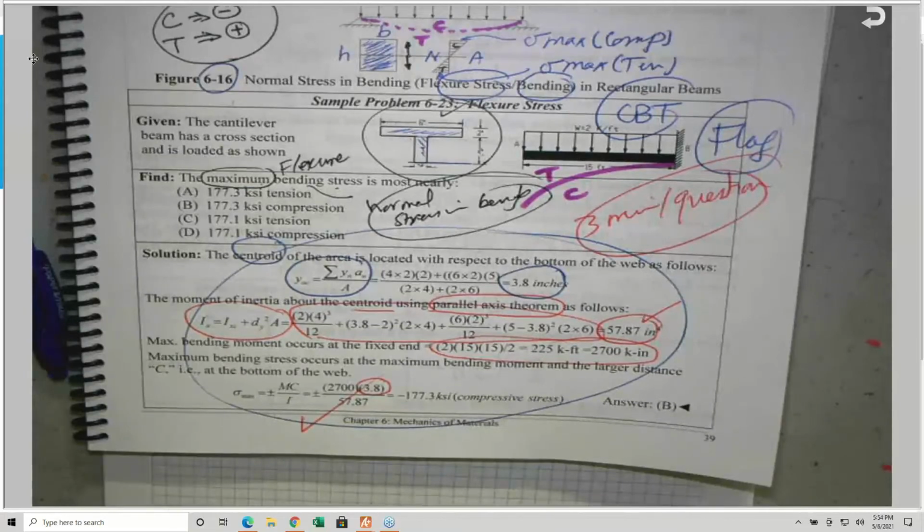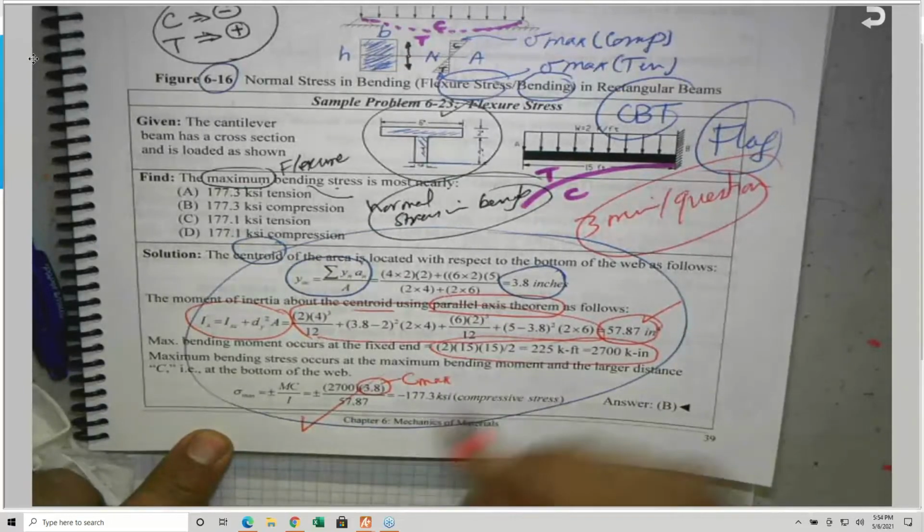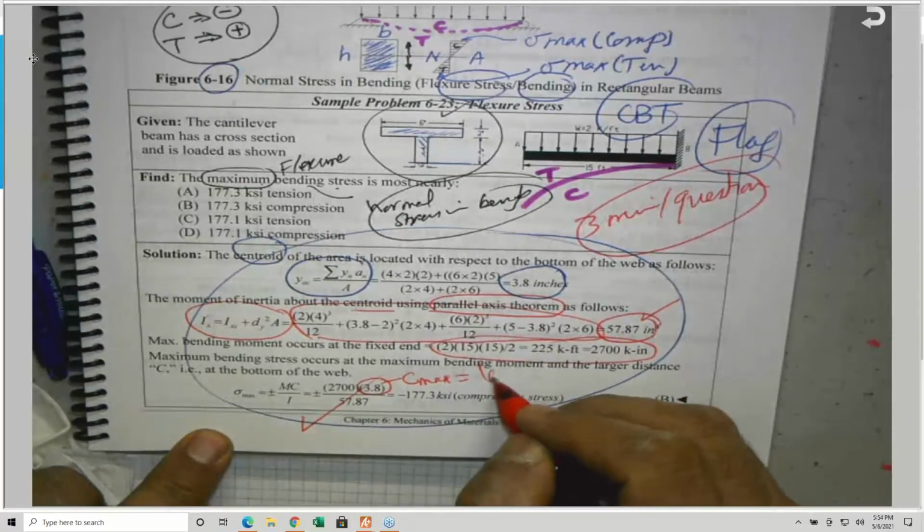Excuse me. I used the larger C. This is the C max, or the larger C. There are two. Larger C.